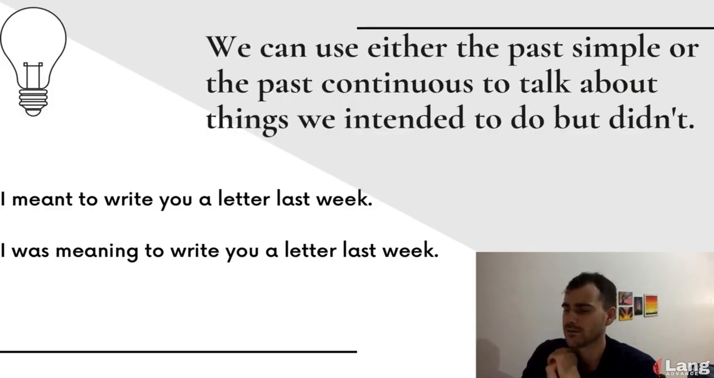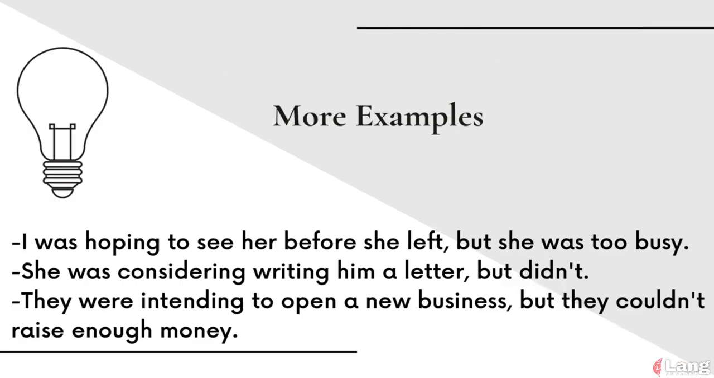We can use either the past simple or the past continuous to talk about things we intended to do but didn't. I meant to write you a letter last week. I was meaning to write you a letter last week. For things we intended to do but didn't do, we have a choice. We can use past simple or past continuous with the same meaning. Here are some more examples of that rule.